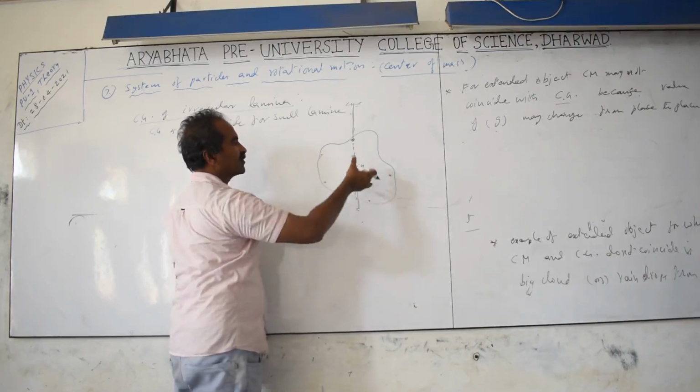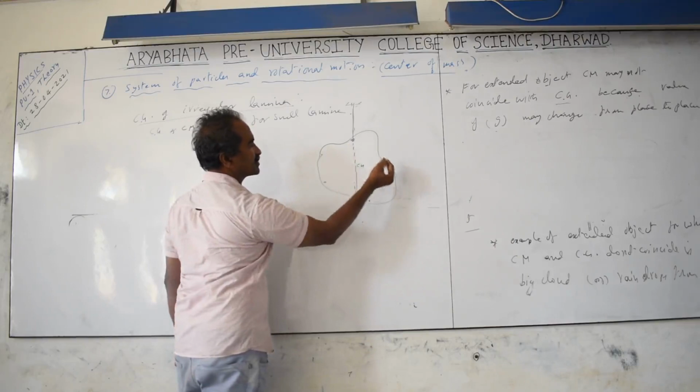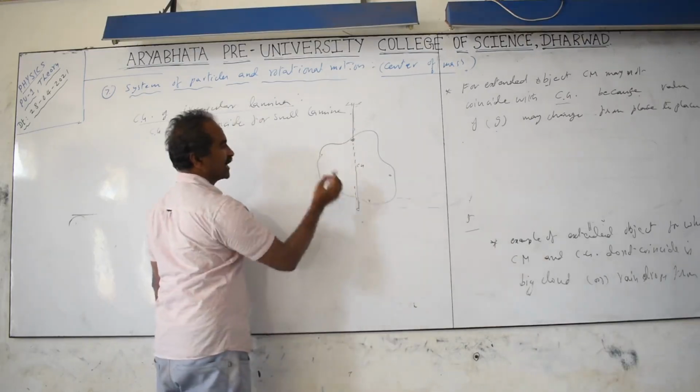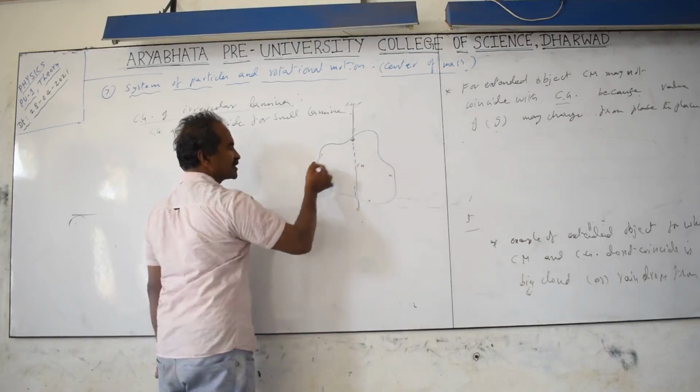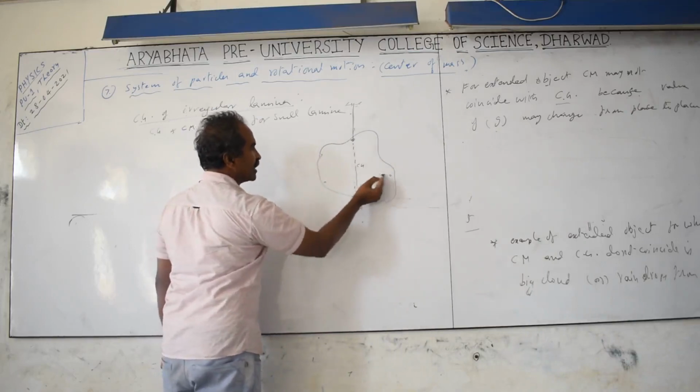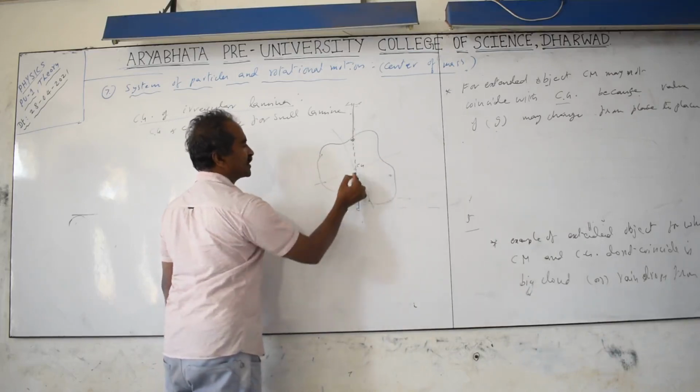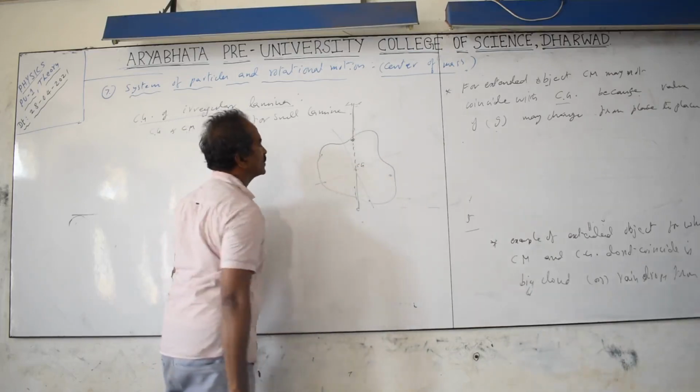Then you do the same thing by tying the thread to the other hole. Shift it, hold it, and suspend it. Again it will be suspended such that the vertical line passes through the center of gravity. So you will get a line like this, and similarly another line like this. They all meet at the same point. That is the center of gravity, and it coincides with the center of mass.